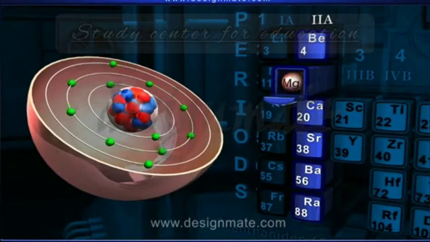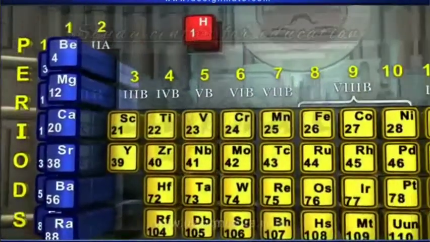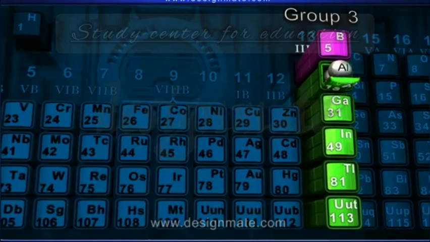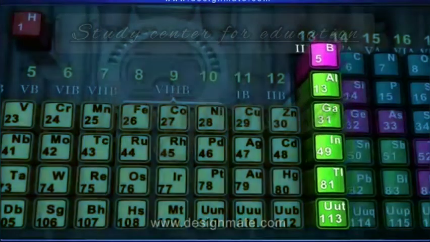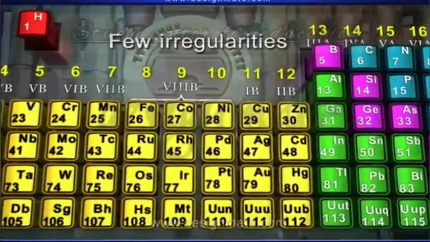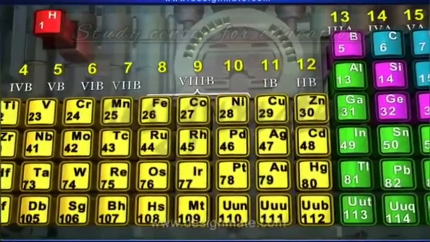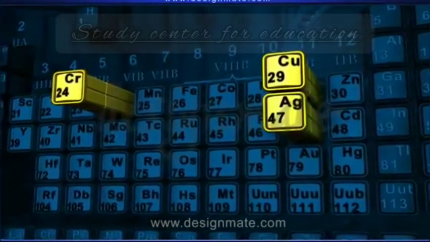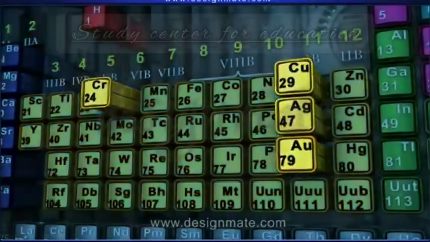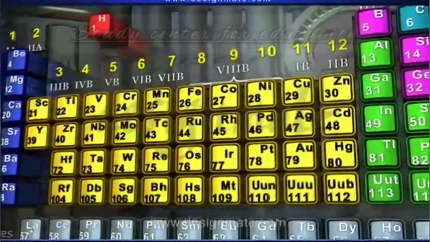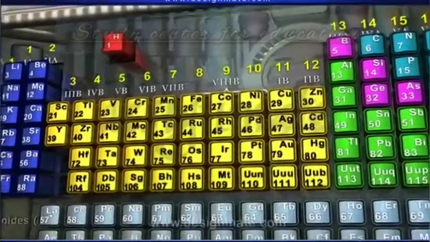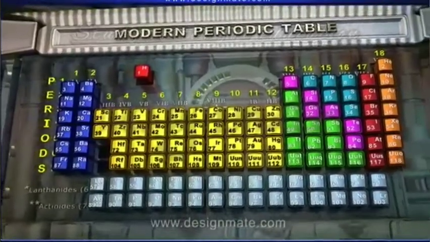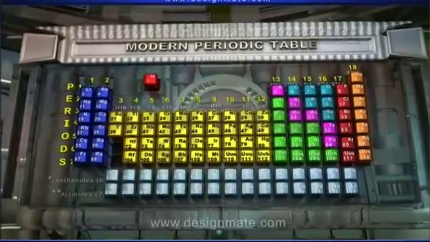Magnesium with 2 valence electrons is placed in group 2. Aluminum with 3 valence electrons belongs to group 3, and so on. However, there are a few irregularities shown by some elements in their configurations, such as that for chromium, copper, silver, gold, etc., which we'll study in a separate topic. Despite these irregularities seen among the elements, it is possible to predict the position of most of the elements in the periodic table from their configurations and vice versa.